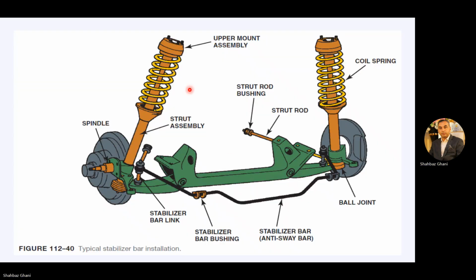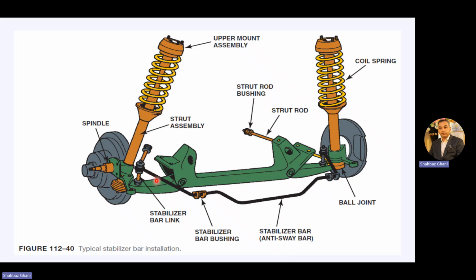Let's see. We have this upper mount assembly. This is a strut assembly. We have this spindle wheel arrangement here. This is a spindle. This is a steering knuckle. And then we have a lower control arm. This is the strut rod along with the strut bushing. And this is the lower control arm.